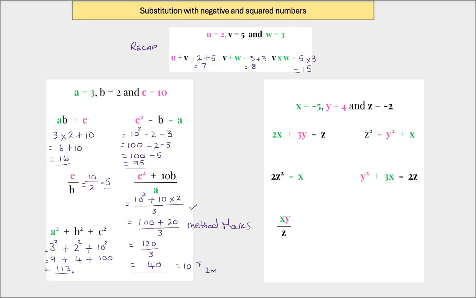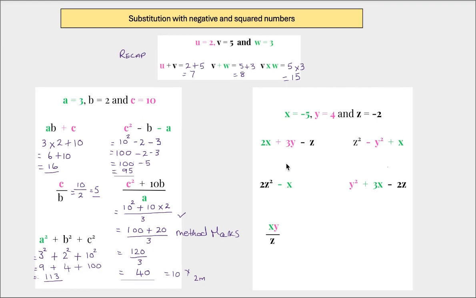So that's just some squared numbers in substitution. Yes, I have written it all out. And yes, you do have to write your method in maths to get your method marks and to see what you're doing. I can't stress that enough. I'm going to move on to where there's negatives.